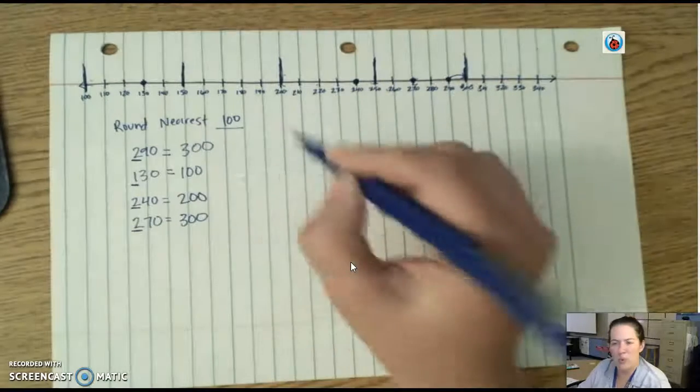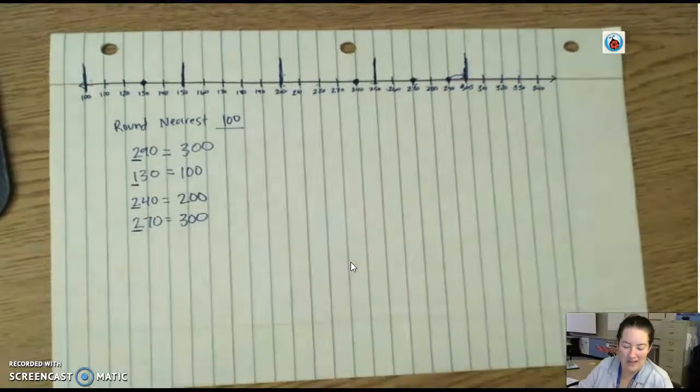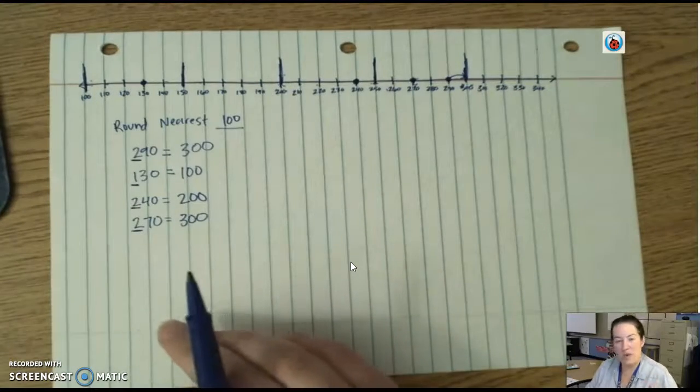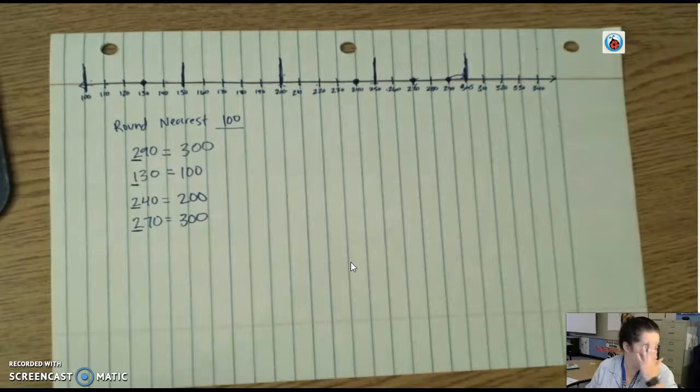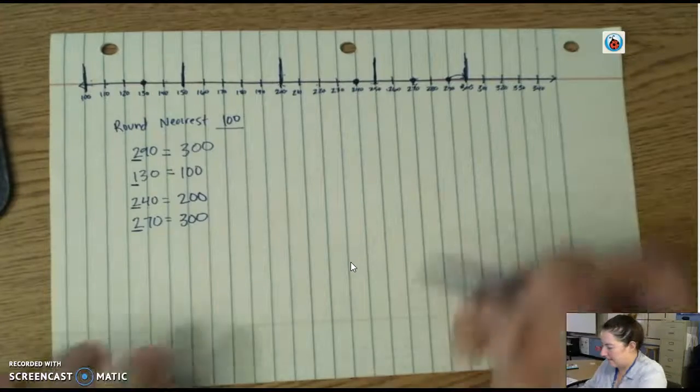Right, so this is kind of a review. That's third grade. You guys did hundreds and tens in third grade. This year in fourth grade, we move all the way up, right? Can go all the way up to the 10,000s. So let's practice rounding to some thousands.